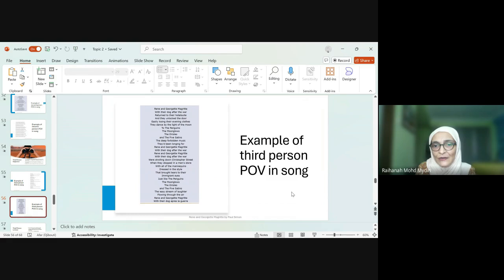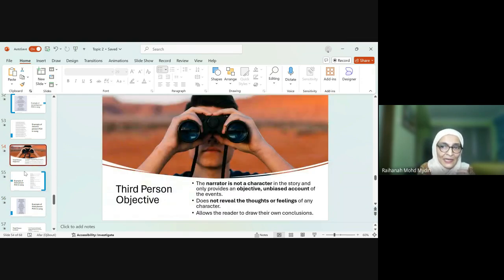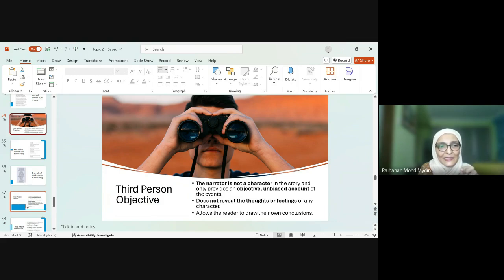Another one is Renee and Georgette Magritte by Paul Simon, capturing migrant stories in the song. It's very objective. It captures the migrant eyes and the migrant experience through these two individuals, Renee and Georgette Magritte, husband and wife, and their dog, during the Second World War. But you don't know what's going on in their mind, right? So the third person objective tends to be unbiased, but it's quite limited.